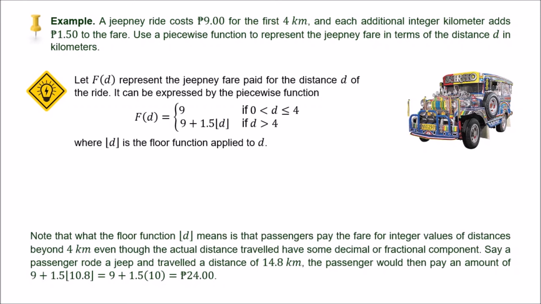Now take note that what the floor function means is that the passengers pay the fare for integer values of distances beyond 4 kilometers, even though the actual distance traveled have some decimal or fractional component. Say a passenger rode a jeep and traveled a distance of 14.8 kilometers. The passenger would then pay an amount of 9 plus 1.5 times the floor function of 10.8 equals 9 plus 1.5 times 10 equals 24 pesos.